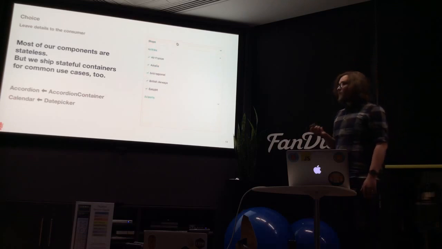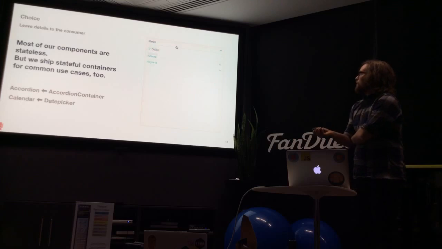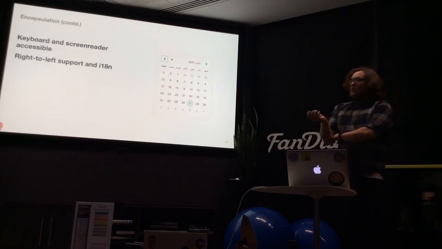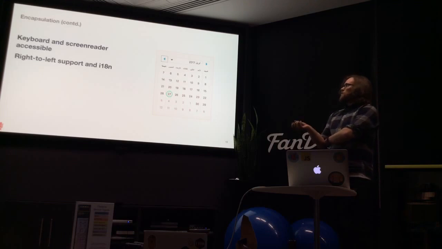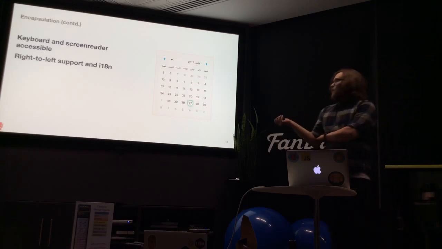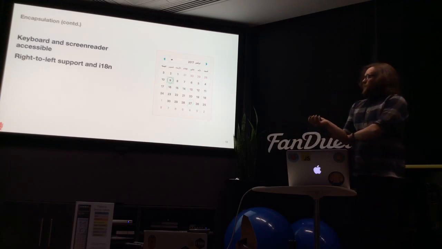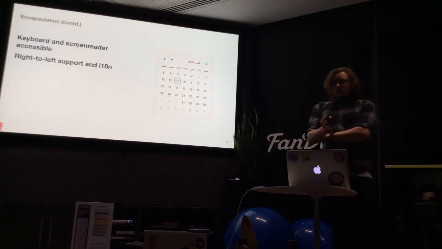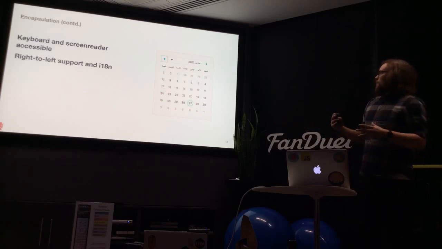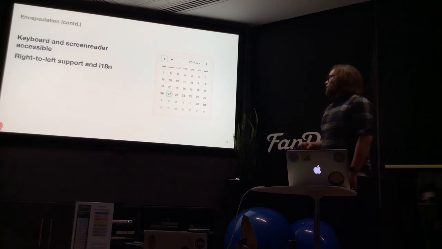Another example of that is our date picker. We do have a calendar component, which is stateless. It's not entirely stateless, it has local state for which month is selected, but it doesn't keep track of which date is selected or focused. Then we have a date picker, which wraps that and provides the stateful addition to that.